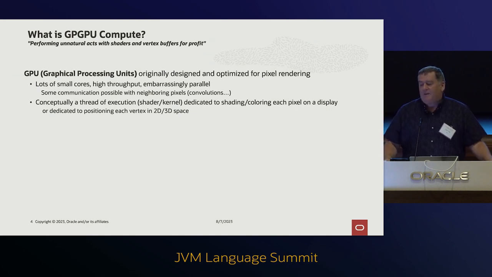Conceptually, we have this idea of a very small piece of work, a thing called a kernel, traditionally called a shader, and the work that that particular thing does used to just color that pixel. If anyone's ever played with Shadertoy, you should go and play with it. It allows you to write little functions that just color different pixels, and it's amazing what you can get out of that.